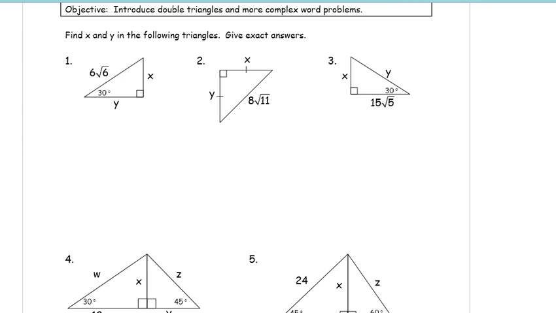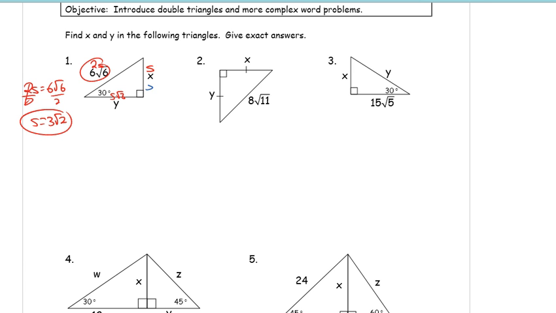Find x and y in the following triangles, give exact answers. So across from 30 would be s, across from 60 would be s radical 3, across from 90 is 2s. Here's your information. Let's go ahead and solve that. 6 radical 6. Divide both sides by 2, so s is 3 radical 2. There's your s. Go ahead and plug it back in.